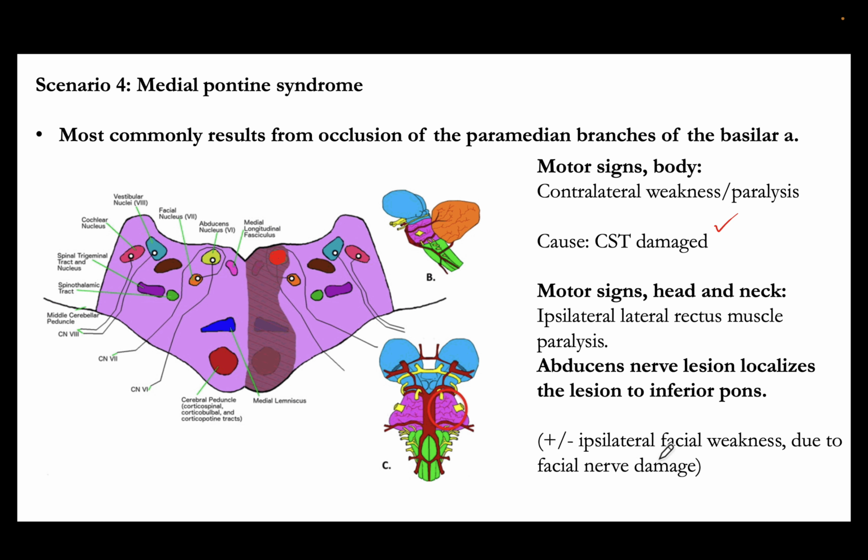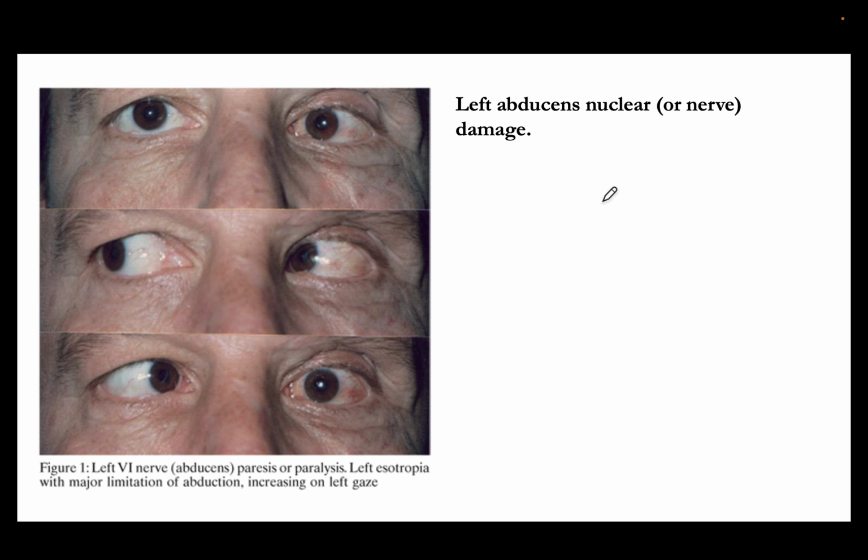There may also be facial weakness here. And that's due to damage to the facial nerve as it passes over that abducent nucleus. So while the facial nucleus itself isn't included in this infarct, damage to the fibers exiting it could produce ipsilateral facial weakness and paralysis. So this is what a patient with a left abducent nuclear or nerve injury might look like.